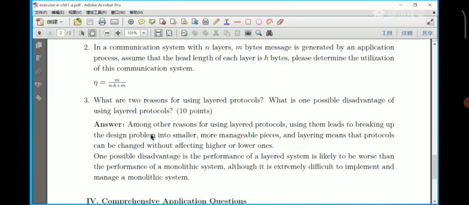So you should analyze and explain why we use layered protocols in the network. Here I illustrate the answers.